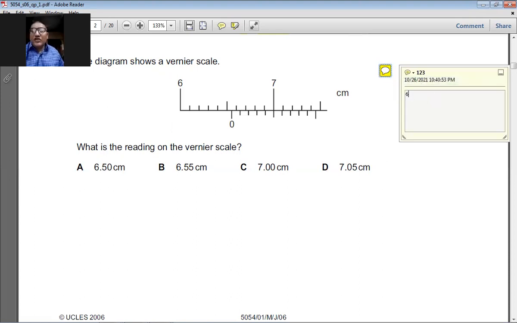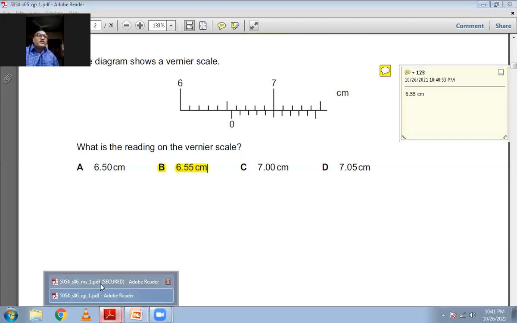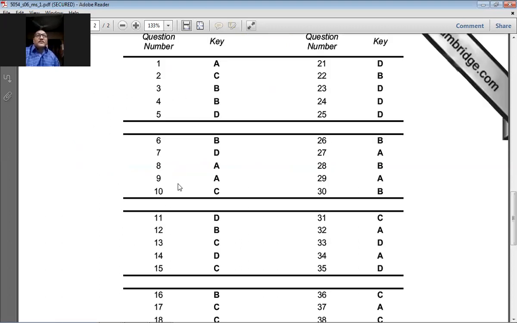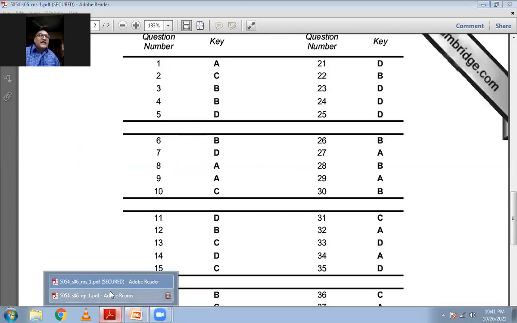Then I will check which line of the Vernier scale coincides with any line of the main scale. So 1, 2, 3, 4, and this 5th line. So at the end, I will write again 5. So the reading is 6.5 centimeter. So this is the reading. So clearly, I think B is the choice. Question number 3, B is the choice. So let's check. Yeah, question number 3, B is the right choice, sir.